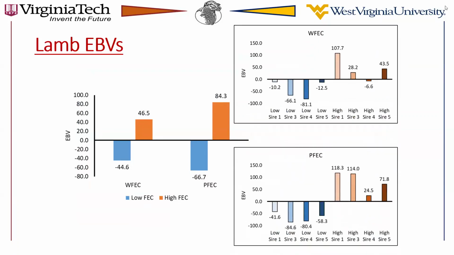And this just gives you the breakdown of what the average of the low sires and the average of the high sires were. And on the right, for the weaning fecal egg count at the top and the post-weaning fecal egg count at the bottom, it gives you the breakdown of what the averages were per sire. So each of their progeny, how they performed.